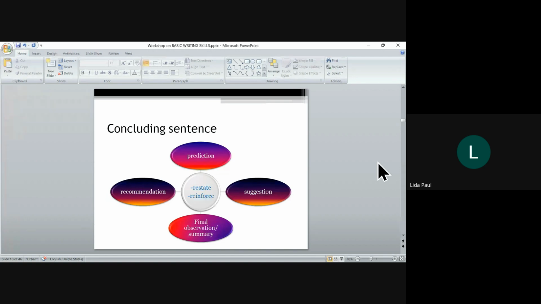Or a final observation. Say I was writing an opinion paragraph, about how I feel about this pen or my opinion about what this is. In such cases, a final observation from the side of the writer can also be the concluding sentence, right? So these are the few different ways in which concluding sentences can appear in a paragraph.